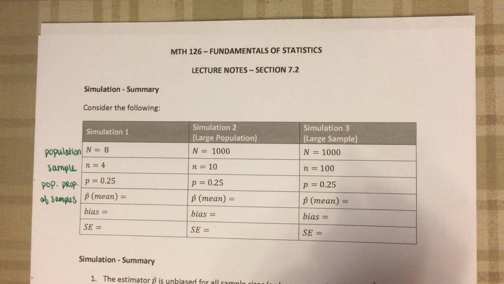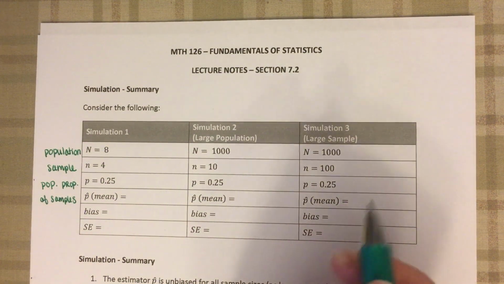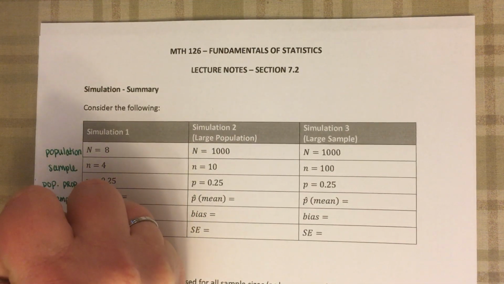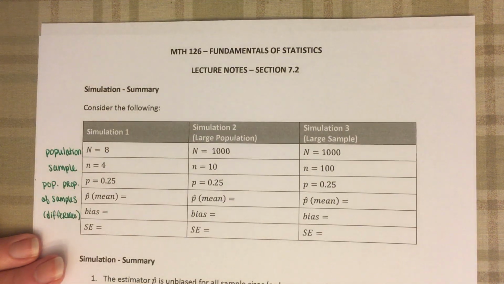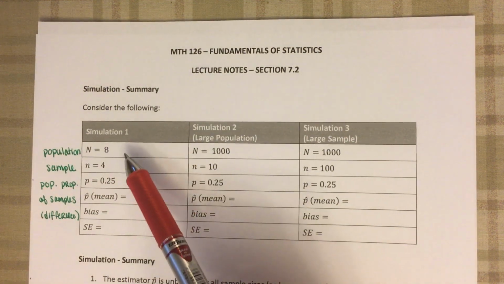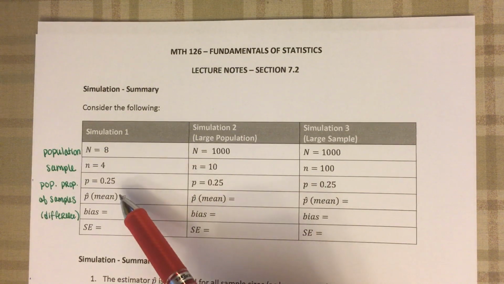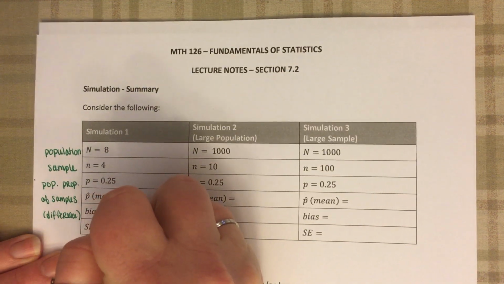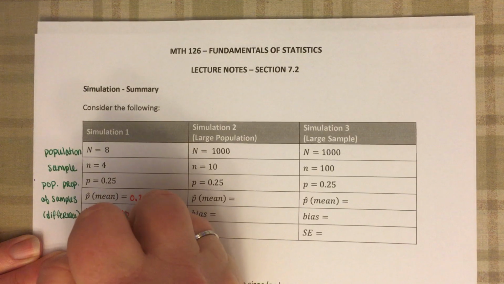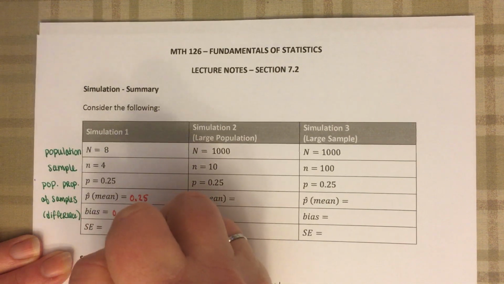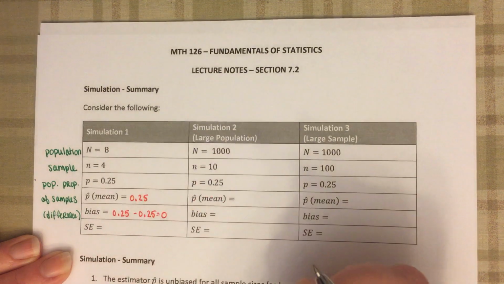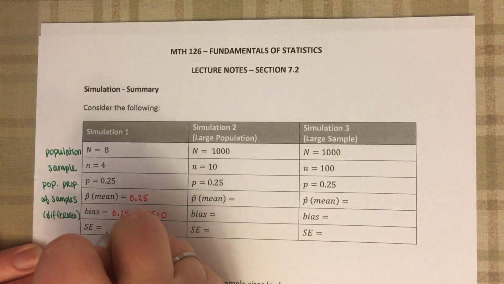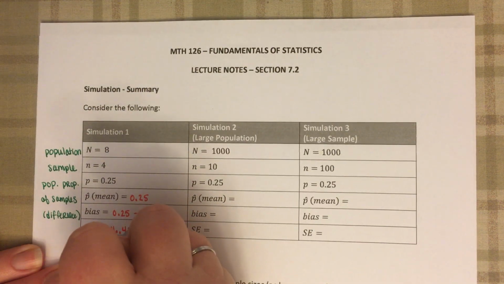In order to find our bias, again, we're thinking about a difference, the difference between the 2 values that are directly above this. So in our first simulation, our population size was 8, our sample size was 4, our population proportion was 0.25. Our mean that we got was also 0.25, and we said that this was unbiased because if we subtract these 2 values, we get 0. Our standard error, if you go back and look at the first simulation, was 16.4%.